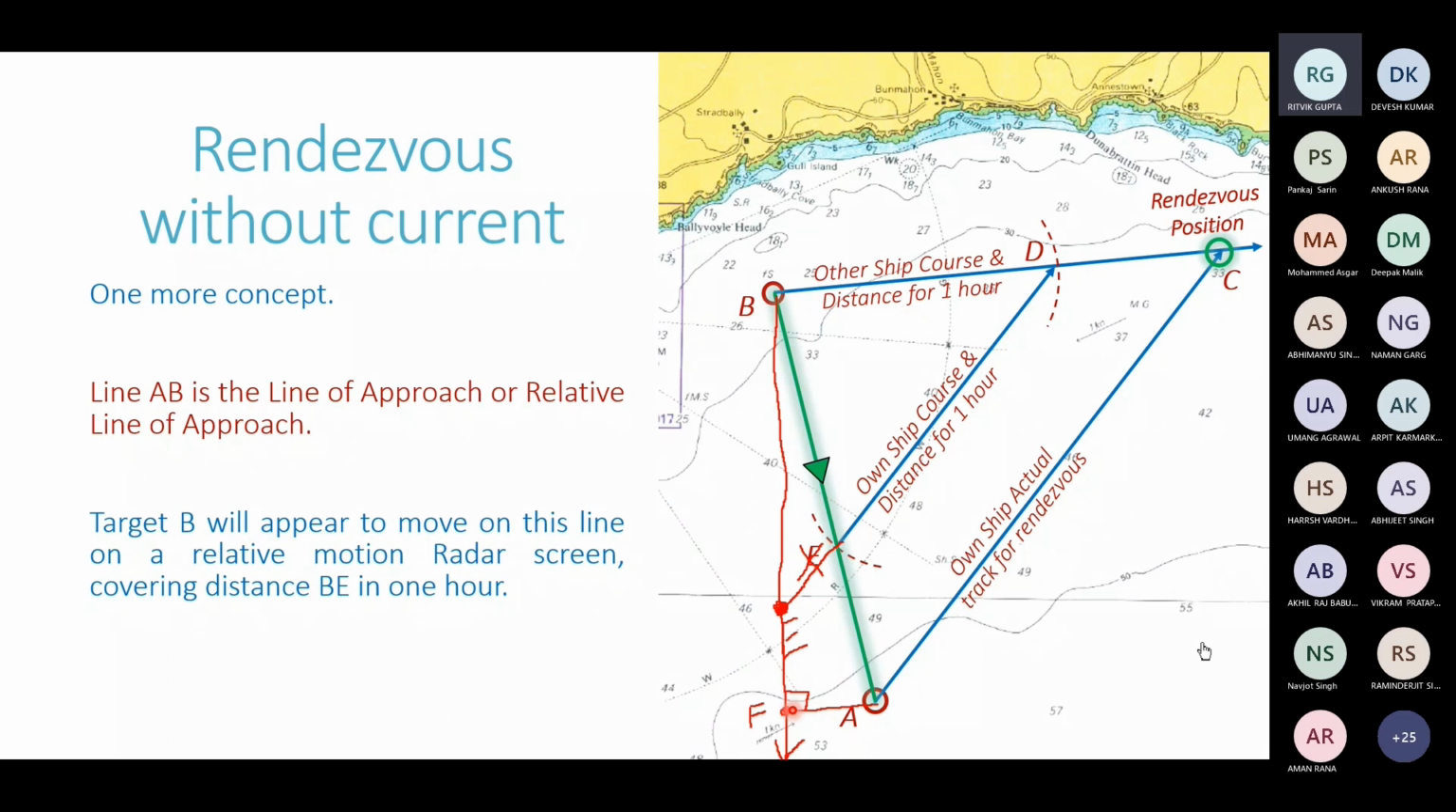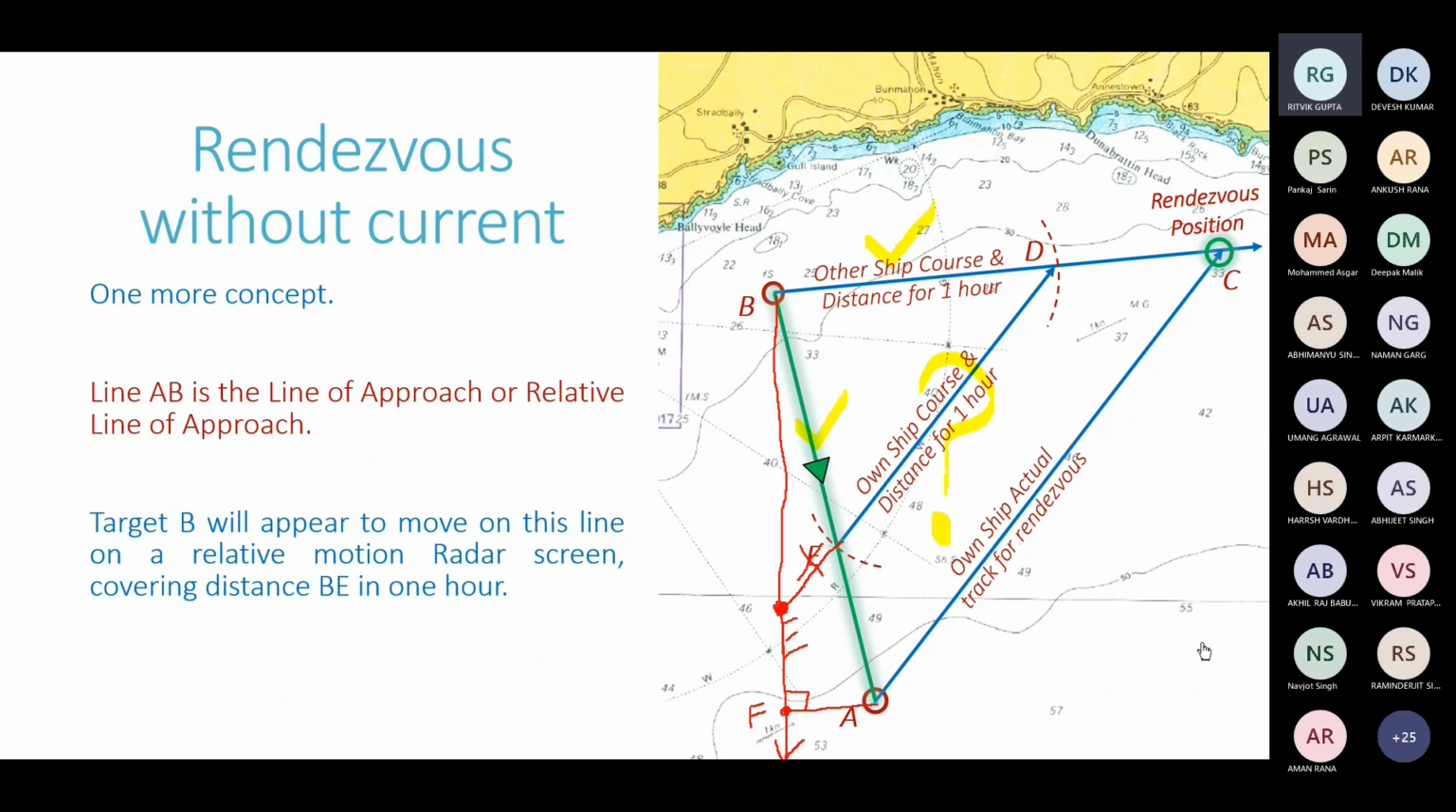So there is a slight difference in approach. In the rendezvous question, line of approach is known to us. We know the CPA has to be 0, so the line of approach is exactly passing from our position. The target course and speed is known to us. These two were known. Let me mark it. This was known to us. The line of approach was known to us. What we were finding was this one, that is own ship's course and speed.